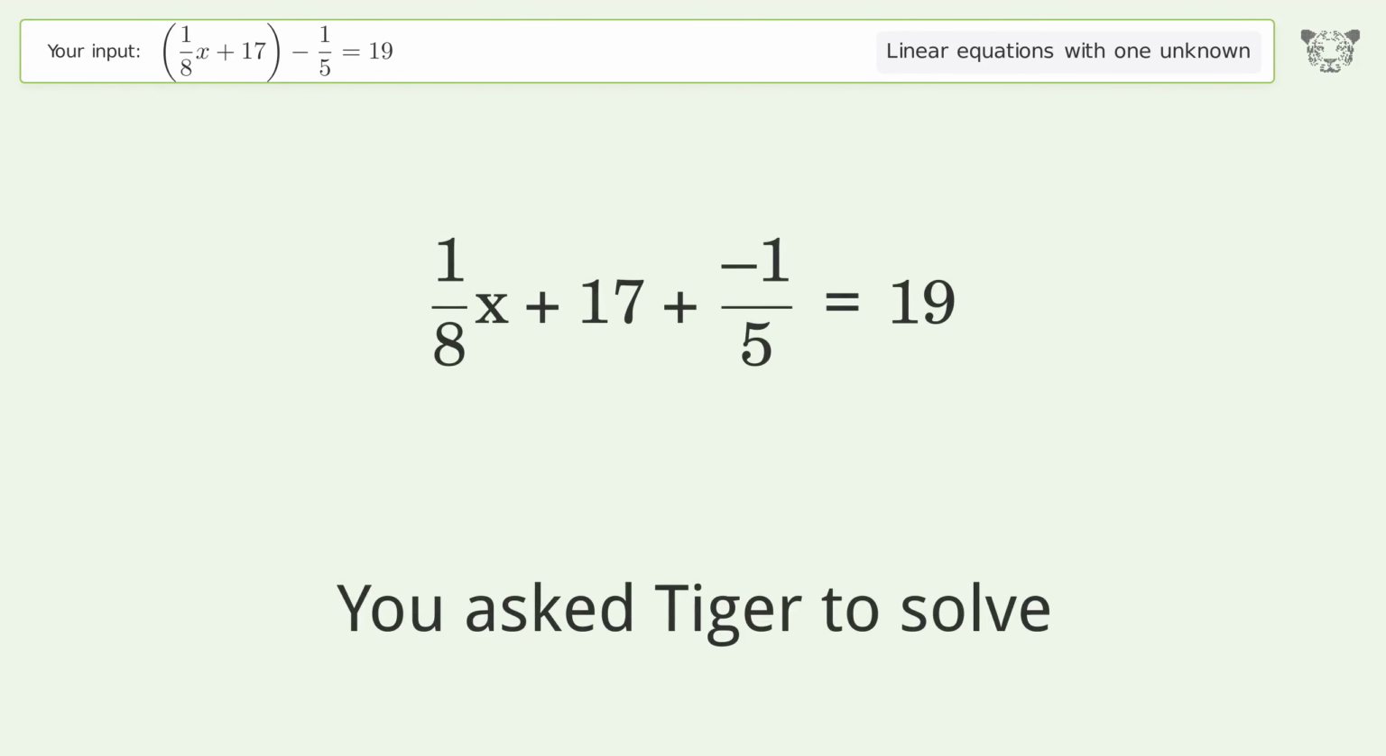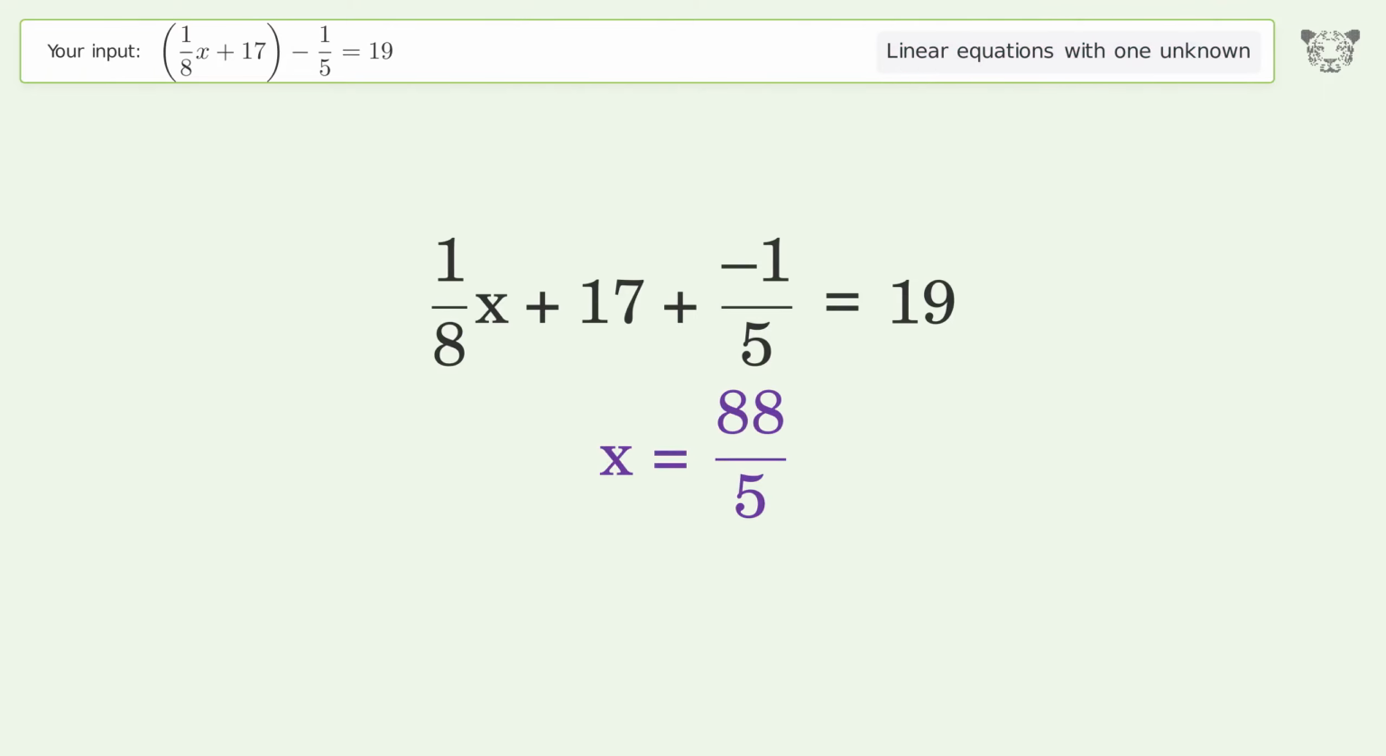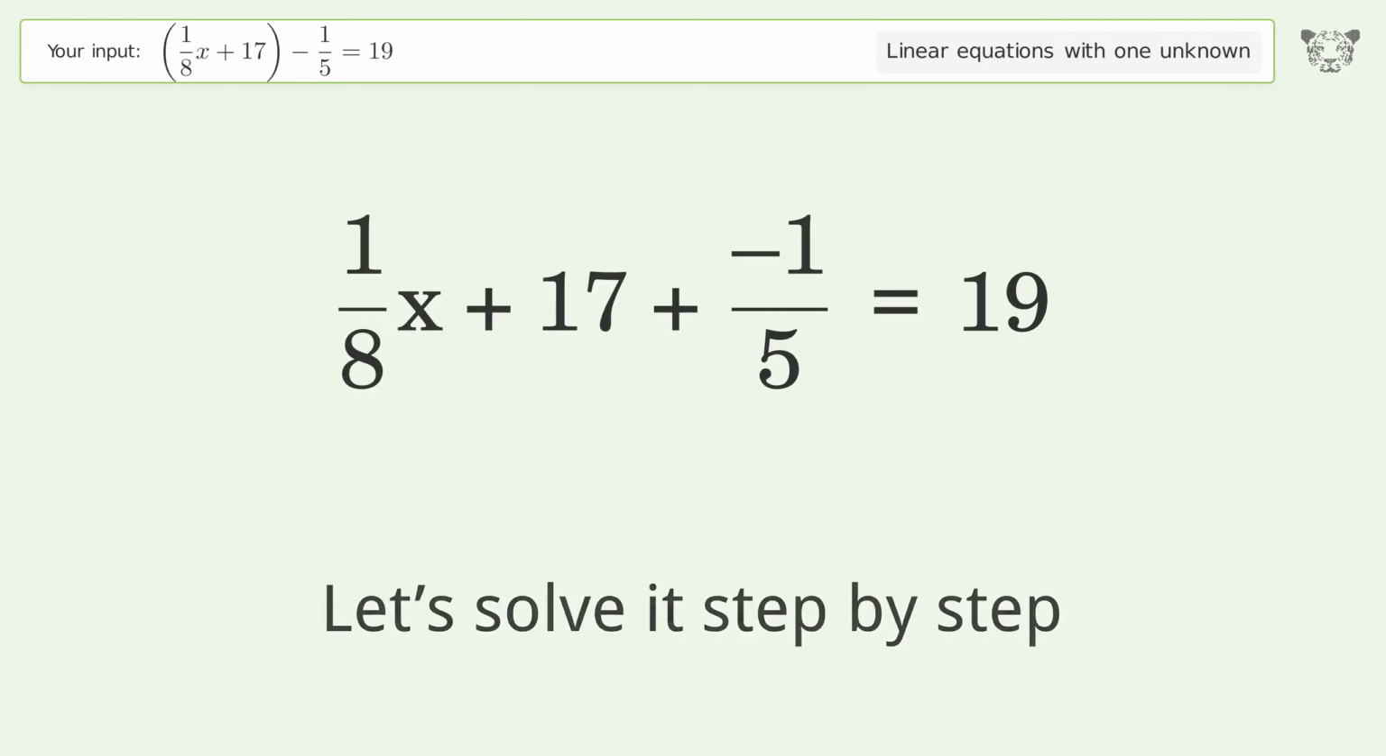You ask Tiger to solve. This deals with linear equations with one unknown. The final result is x equals 88/5. Let's solve it step by step.